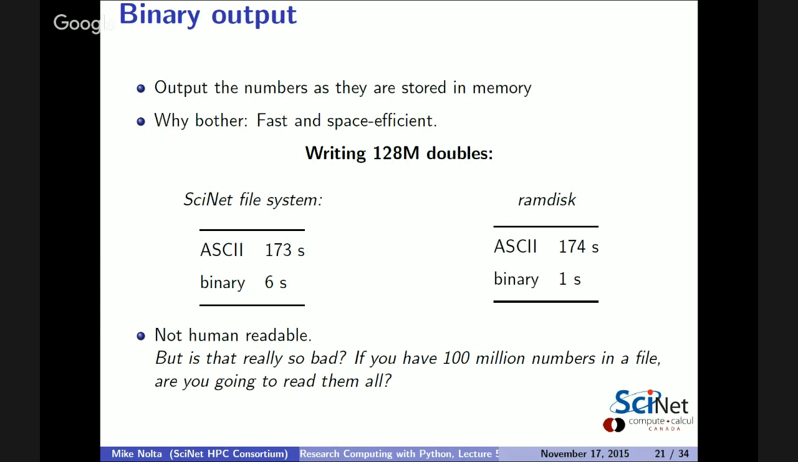So if you write numbers in ASCII, it's very inefficient. Here's just an example. If I'm writing 128 million doubles to disk in ASCII, it takes 173 seconds versus just 6 seconds in binary.